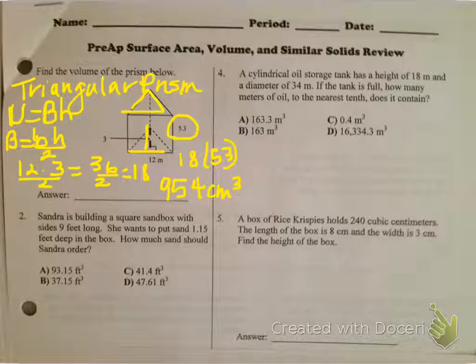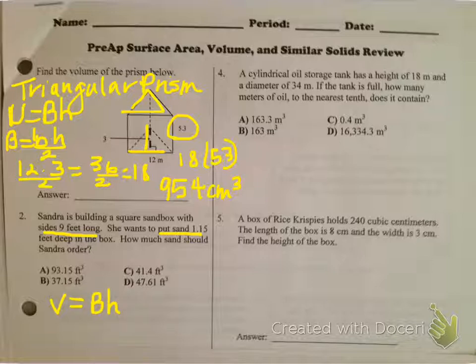Okay, let's look at the next question. Sandra is building a square sandbox with sides 9 feet long. She wants to put 1.15 feet of sand deep in the box. How much sand should Sandra order? Well, let's look at our formula. Volume is capital B times H.